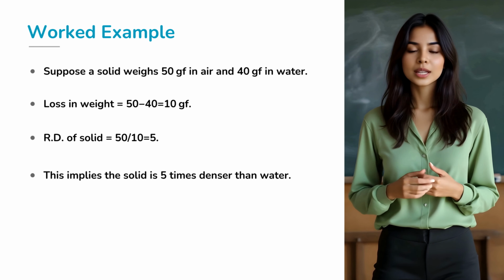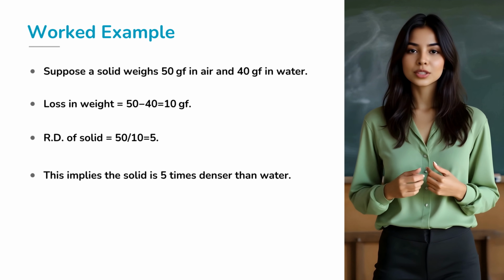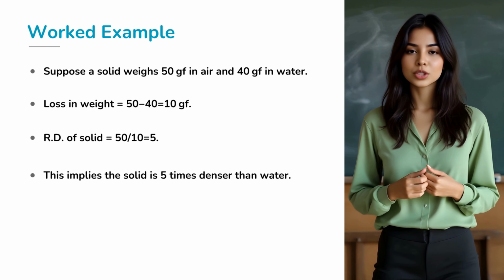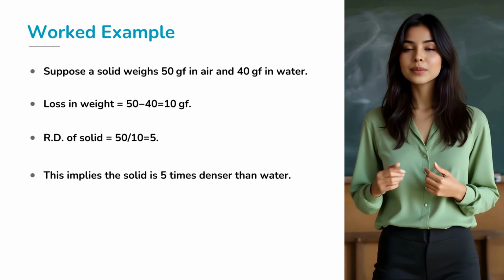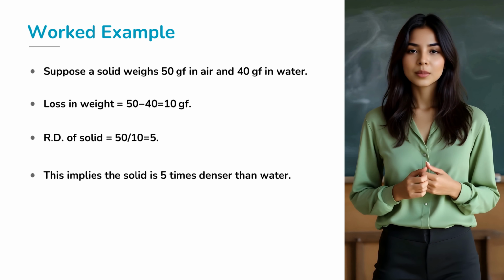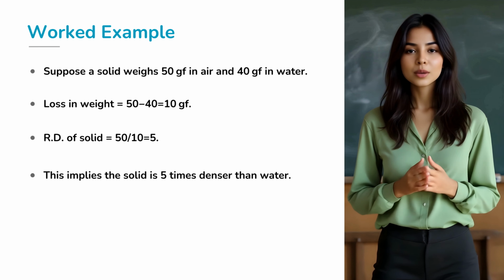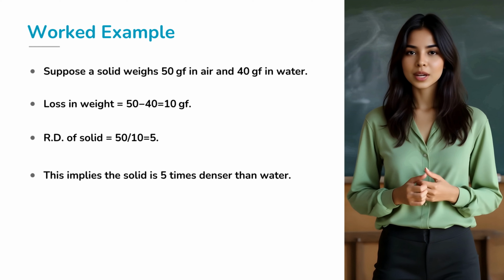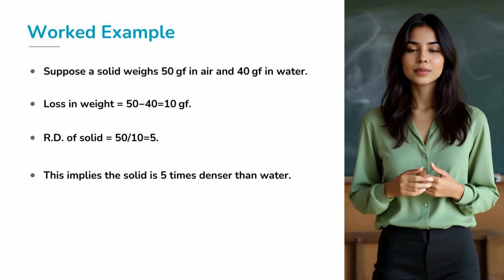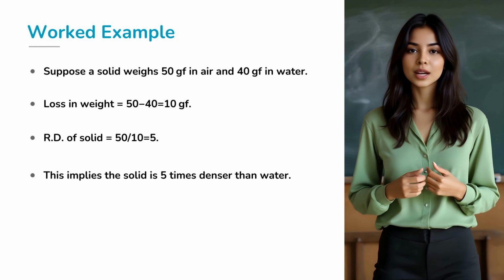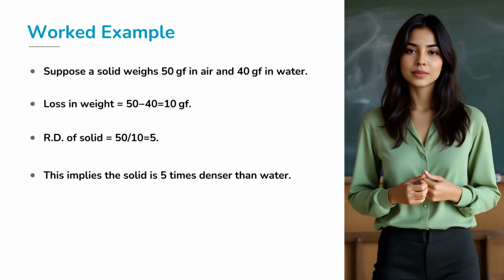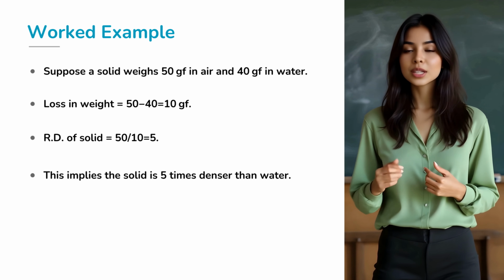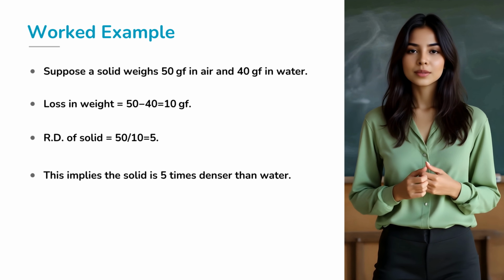Let's work out a quick example. Suppose a solid weighs 50 gram force in air. When immersed in water, it weighs 40 gram force. The loss of weight is 50 minus 40, equal to 10 gram force. So relative density equals 50 divided by 10, which is 5. That means this solid is 5 times denser than water. This simple calculation shows how easily we can quantify density ratios using Archimedes' principle.